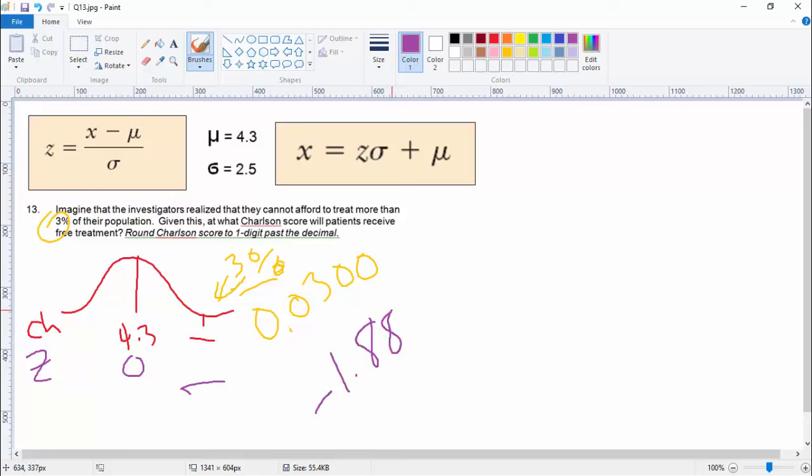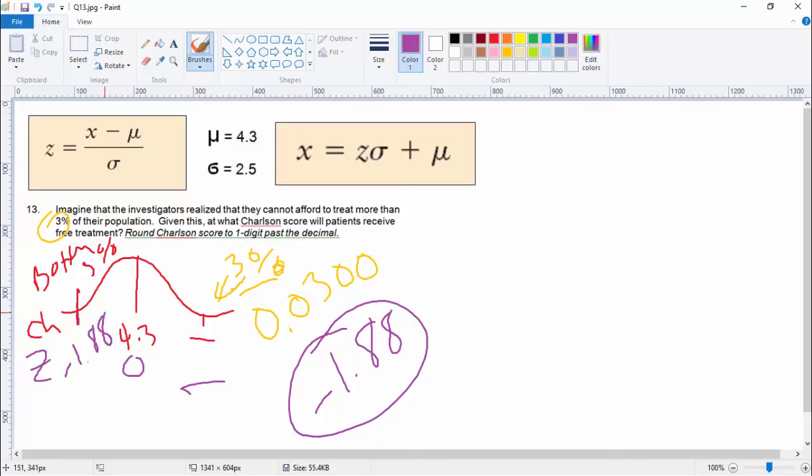But again, I'm glad we drew this picture, because if you wanted the bottom 3%, you'd use this negative one, right? Here's the bottom 3%. That's going to be at our z, negative 1.88. So you definitely don't want that z for the top. So what's going to be the upper one? The top.